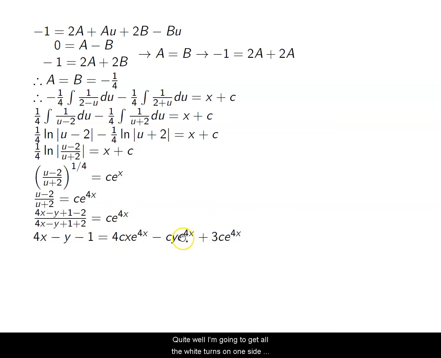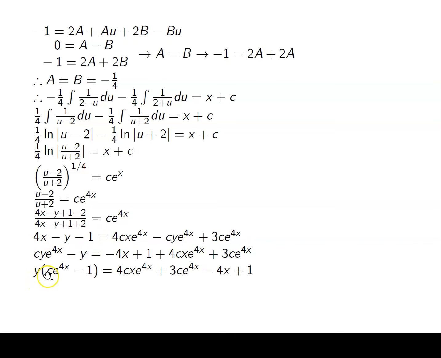I'm going to get all the y terms on one side, and everything else on the other side, right? So I'm going to add this over. I got negative y, and I just subtract 4x and add 1. Okay. Here I'm going to pull out the common y term, and then I'm going to divide everything by this factor that I have, right? Therefore, my explicit form of y is the following.